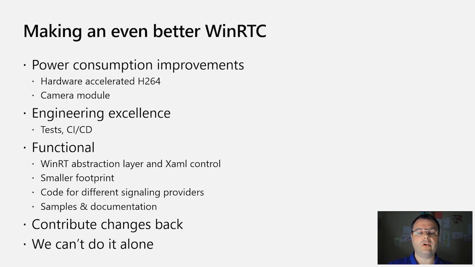We are also working on improvements for the WinRT abstraction layer and beefing up the XAML controls. We also want to have small binaries that can be shipped on devices where binary size matters. And we also want to have more controls for other signaling providers. We also want to have samples and documentation for other platforms like Win32, .NET, React Native for Windows. And finally, we want to contribute our changes back upstream.